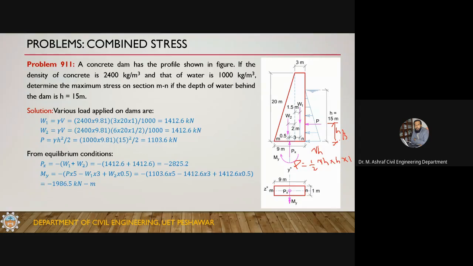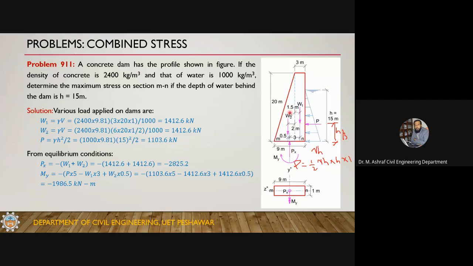Okay, h by 3. Since this is 15, this P force will be acting at a distance of 5 meters from the bottom of the dam. So we have gamma h square by 2, which is equal to 1000 into 9.8 into 15 square by 2 into 1. 1 is the length of this dam, so I haven't written it. So 1103.6 kilonewton. Okay, so these are the forces acting on this dam.